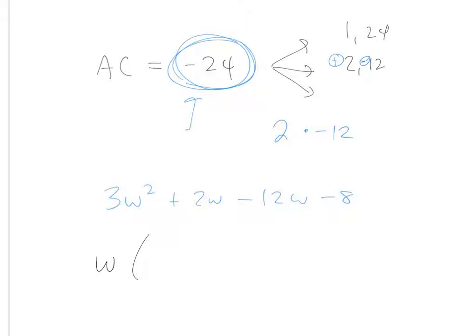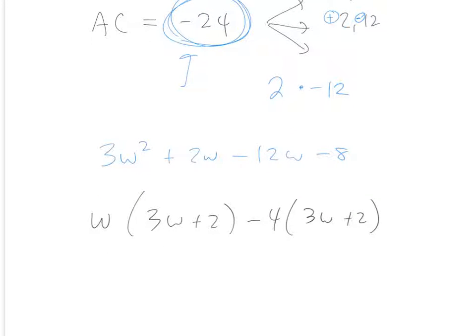GCF for the first one is W, leaving 3W plus 2. Over here, negative 4 gives you 3W plus 2. Dang. All right. 3W plus 2 comes out. W minus 4 is left behind.